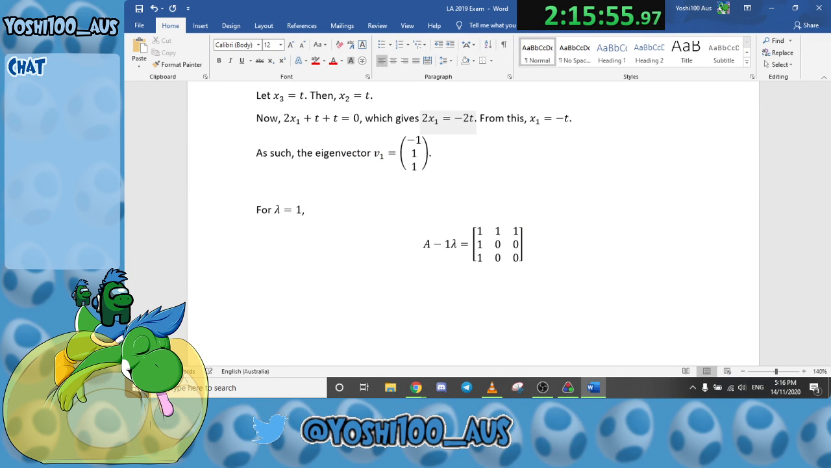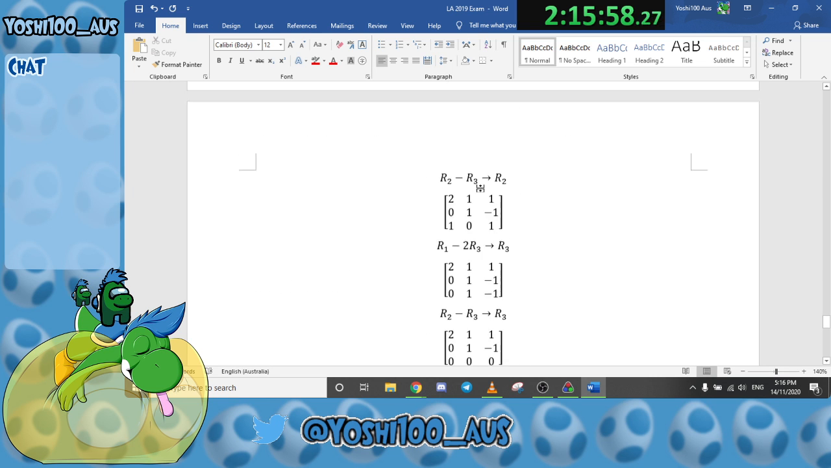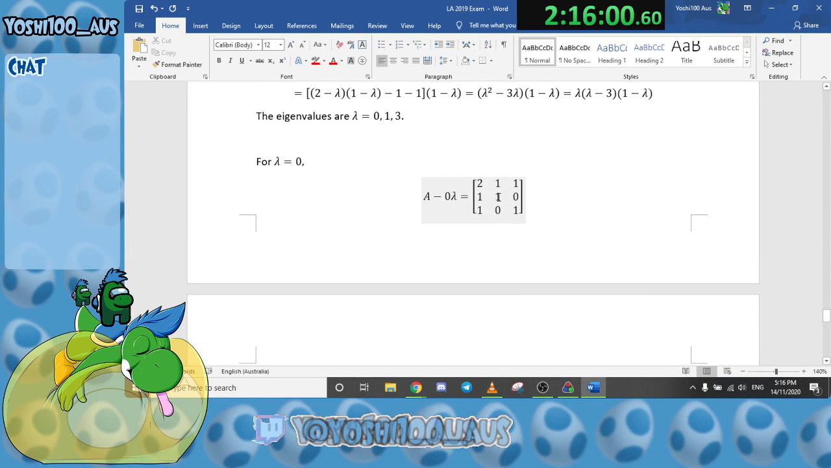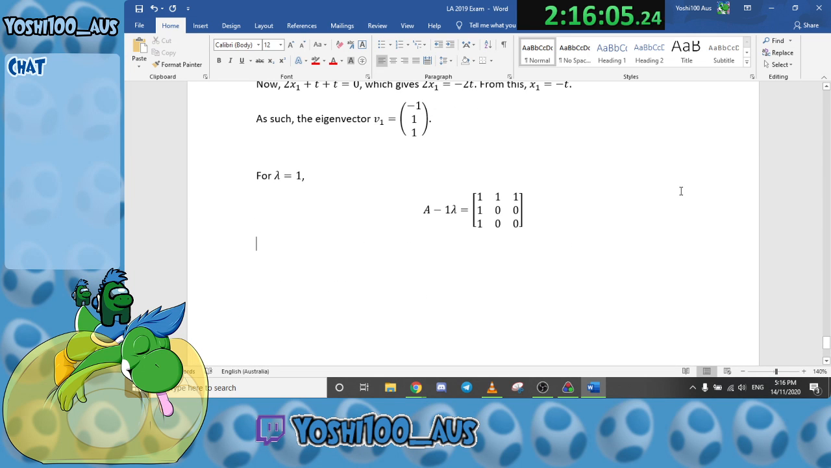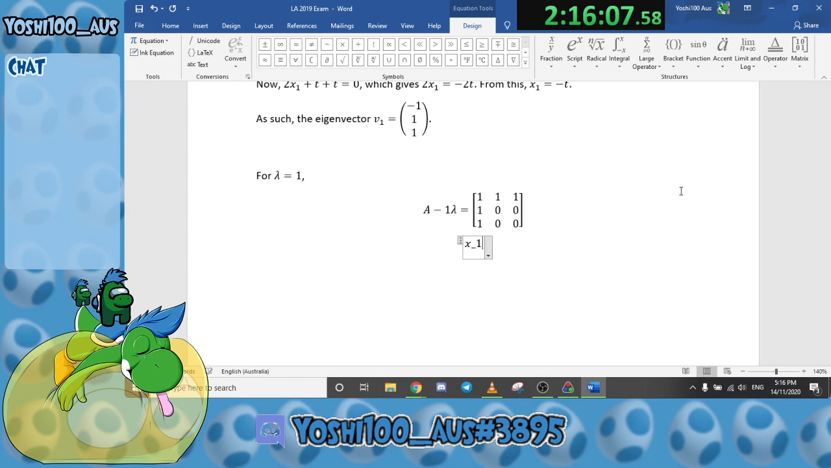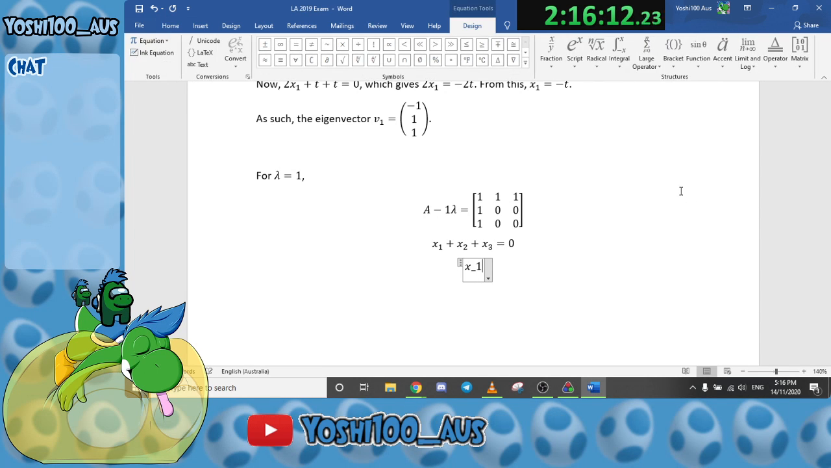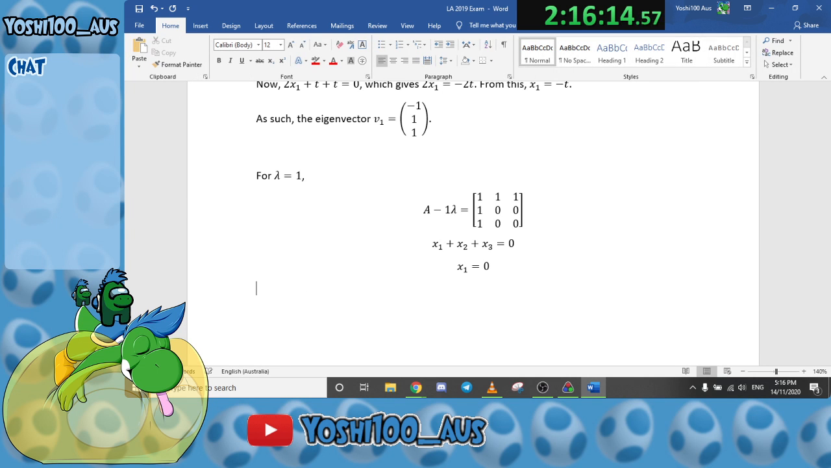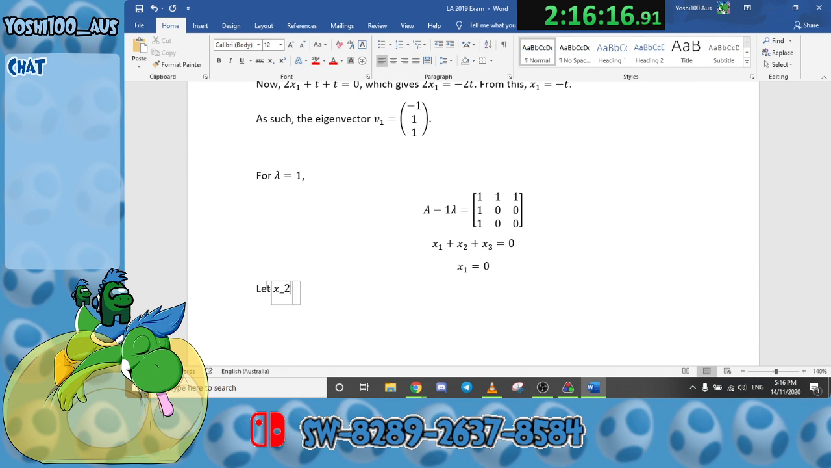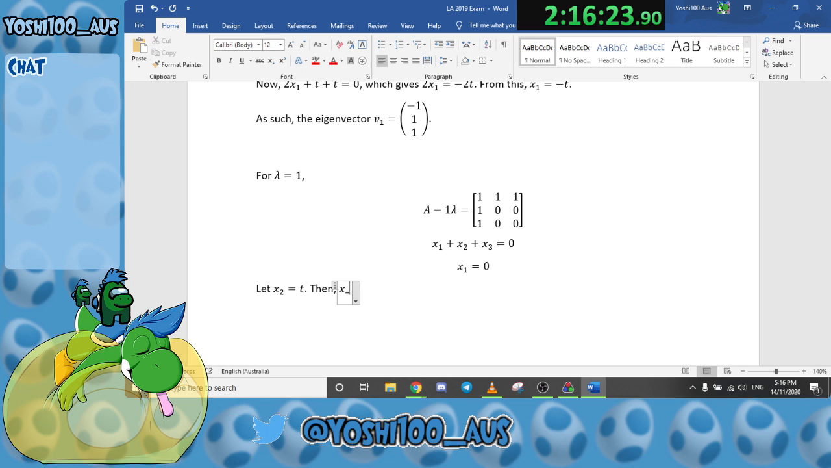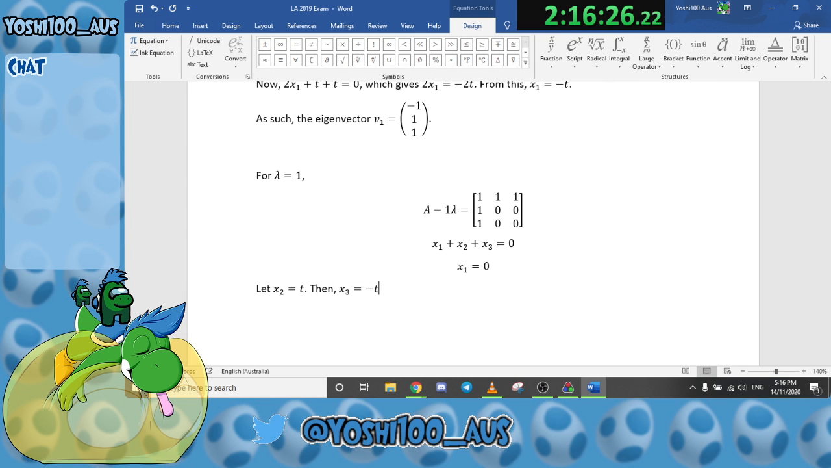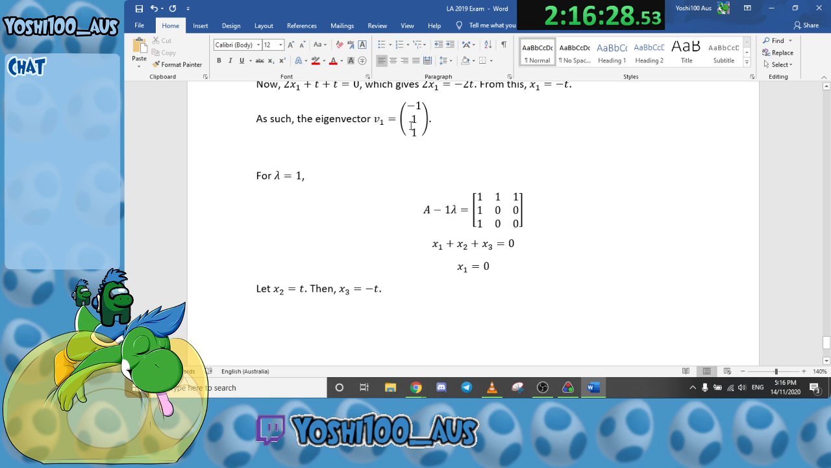So, yeah. We're just going to work on this. Anyway, I hope I did that right. Hold on, I'm just going to look at this. So you get 1, 0, 0. Yeah, okay, sure. So this leaves you with x1 plus x2 plus x3 equals 0 and x1 equals 0, right? So then you get, let x2 equal t, then x3 equals minus t. As such, yeah, that's okay.